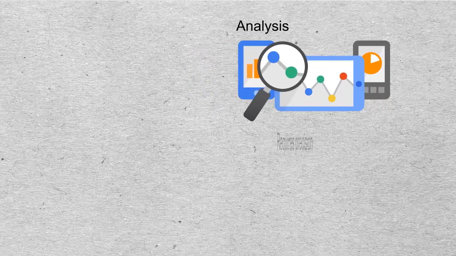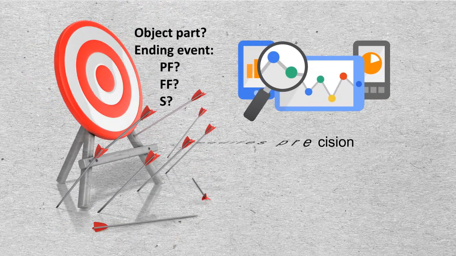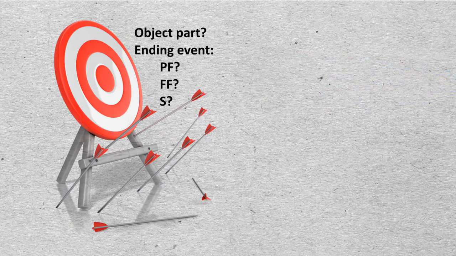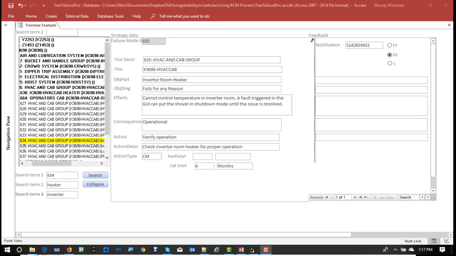Analysis requires precision in the selection of object part and its life-ending event as one of potential failure, functional failure, or suspension. The good news is that errors can be avoided given the completeness of the contextual information provided in the form's central pane. The form has one more essential feature.